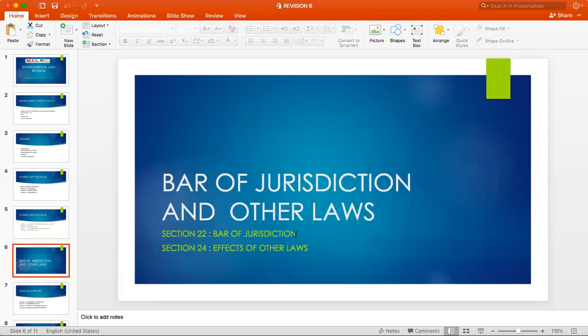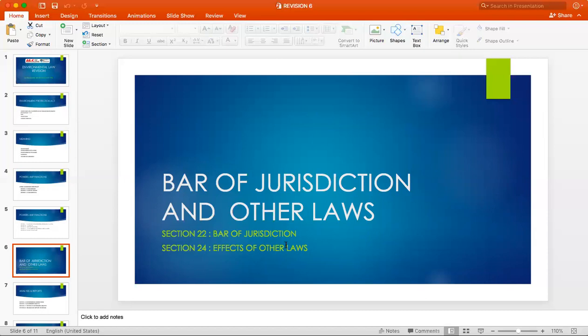So today we'll start off with the bar of jurisdiction and other laws. Section 22 talks about the bar of jurisdiction. We have read that no civil court has the jurisdiction to entertain any suit or proceeding with respect to anything done, any action taken, or any order or direction issued by the central government or any authority or officer in pursuance of any power conferred on them under this Act. So no civil court can do so.